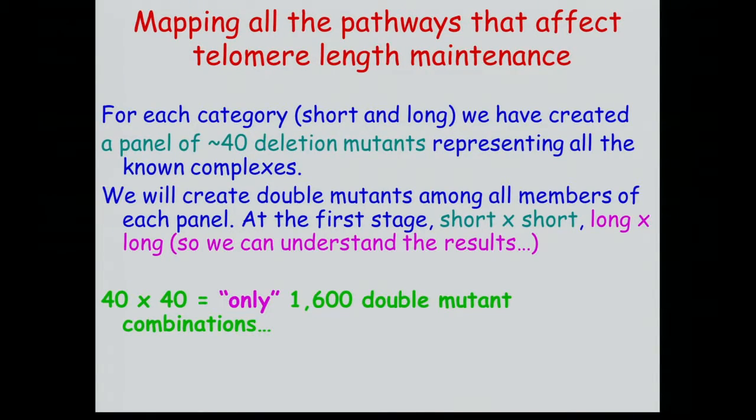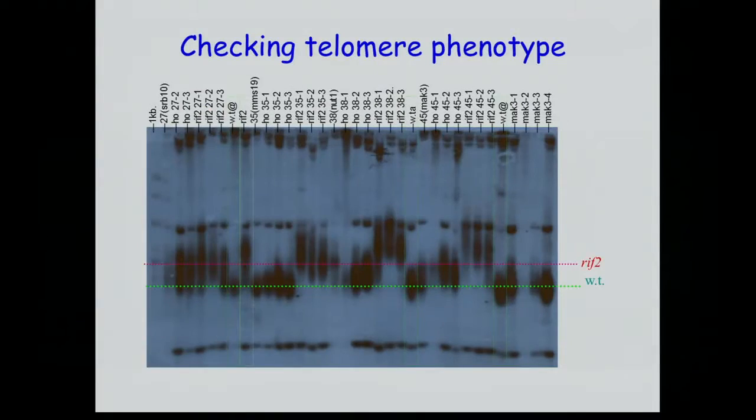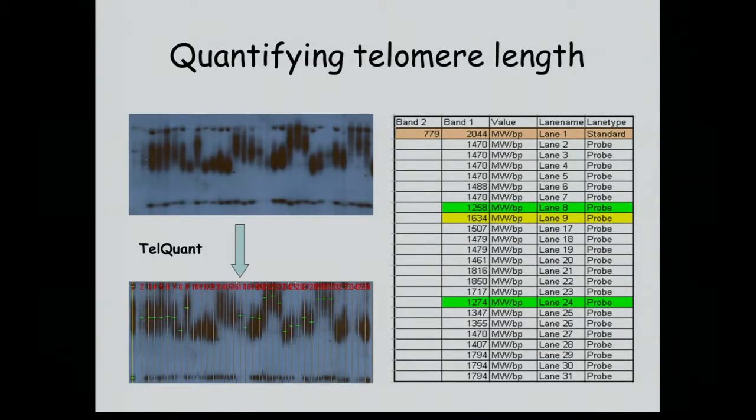So, for example, 40 by 40 long mutants is 1,600, and you won't believe it, but he did it in triplicates. We ran a southern blot with markers for size, and we can run the triplicates of the double mutants and the single mutant that we recreate each time. And Lior wrote a program called TELQuant, which automatically detects the size of the bands and transfers it to an Excel sheet. And so we can make the calculations.